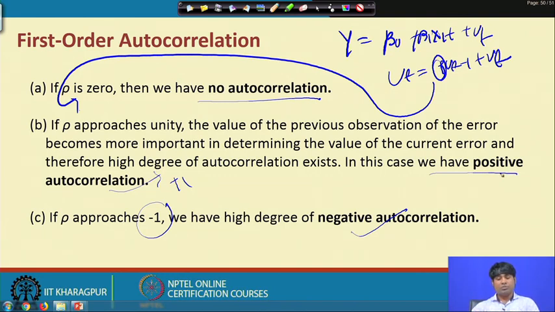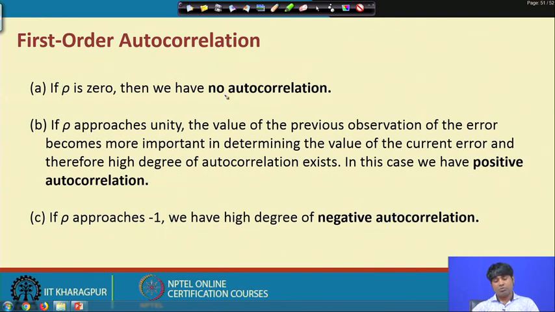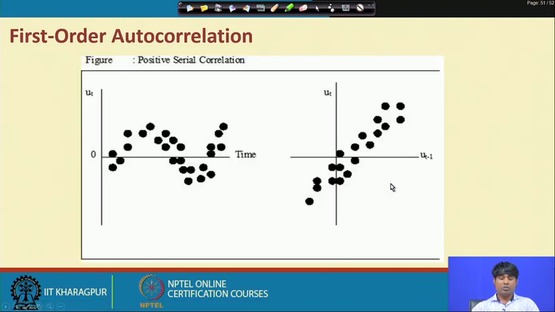If it is exactly plus 1, then it is called perfect positive autocorrelation. If it is exactly minus 1, it is called perfect negative autocorrelation. The nature may be positive or negative, but we have no issue with whether it is positive or negative; ultimately we will check what the level is. So, this is the kind of graphical plotting of the error terms, and we like to check whether there is a functional form among the error terms.